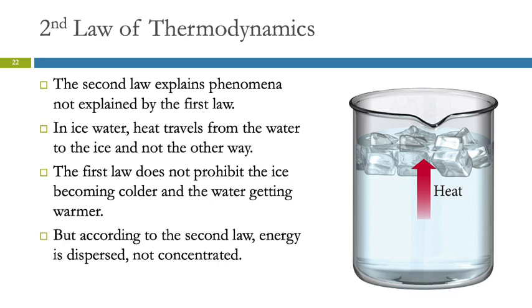So the second law helps us to explain some things that the first law doesn't. So here we got ice water. We've got heat traveling from the water to the ice, right? So the water is giving heat to the ice. The ice is not giving heat to the water. The first law of thermodynamics does not prohibit the ice from becoming colder and the water from getting warmer.